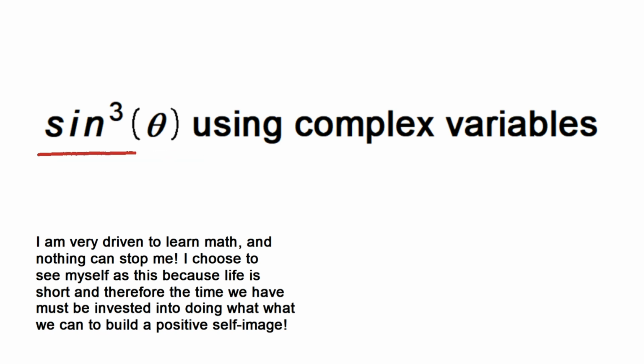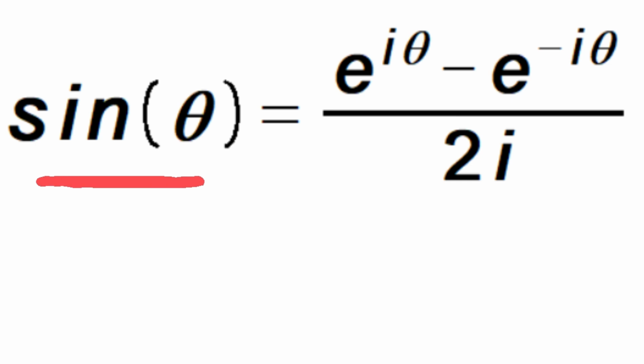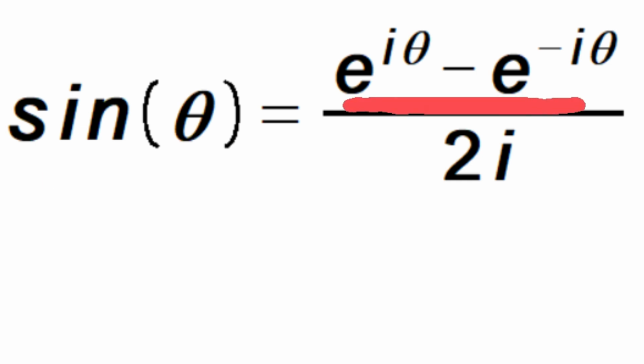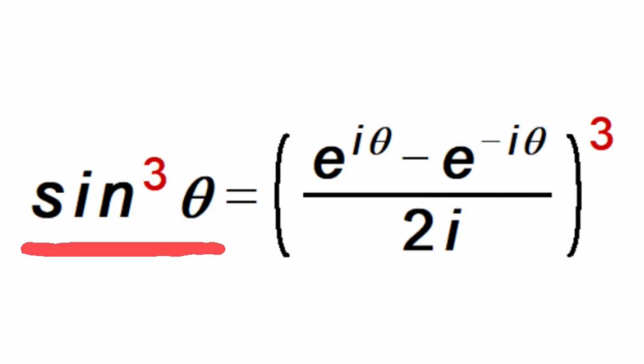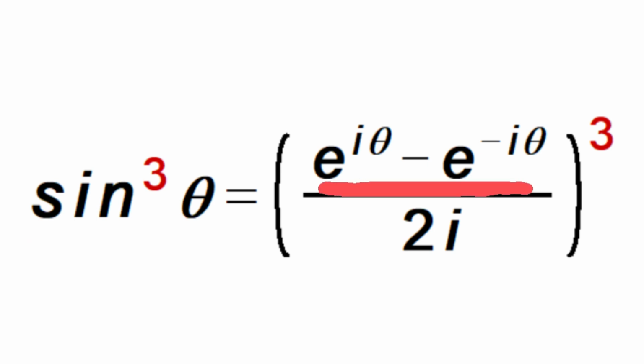Let's find the cube of sine theta using complex variables. Recall that sine of theta can be expressed as e to the i theta minus e to the negative i theta divided by 2i. We can begin by cubing both sides to get sine cubed of theta equals e to the i theta minus e to the negative i theta over 2i, the whole quantity cubed.